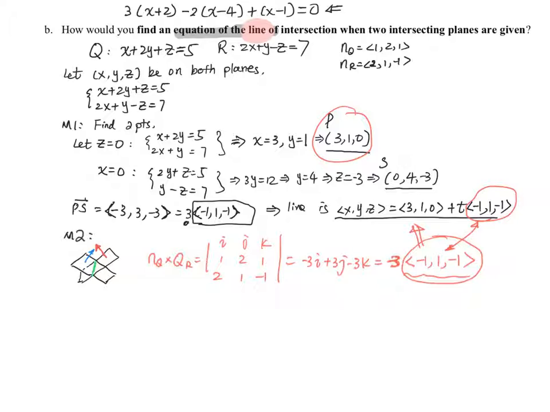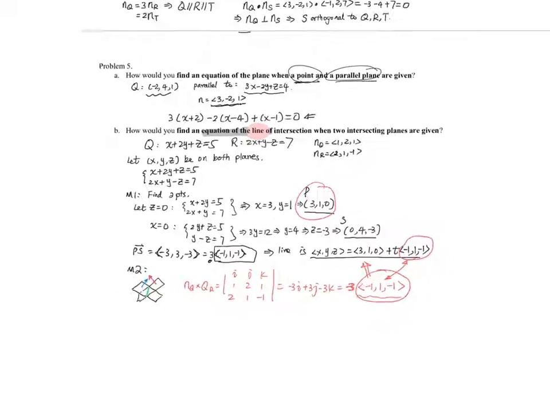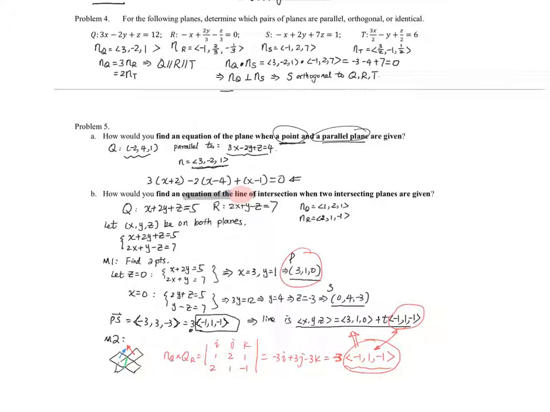A quick recap. Here we learned how to check whether planes are parallel or orthogonal, and we also know how to find the plane equation for a given point and a parallel plane. More importantly, we know how to find the line of intersection of 2 planes.